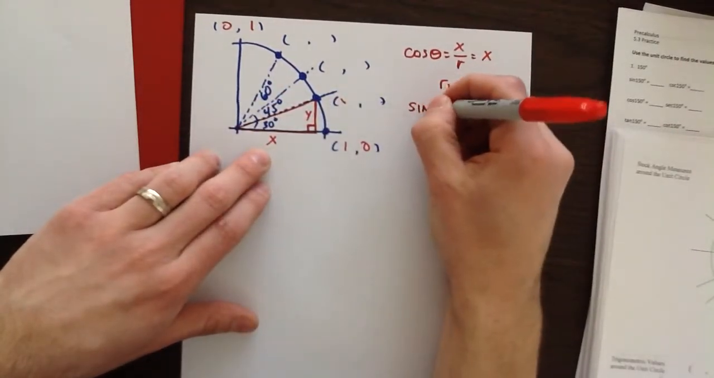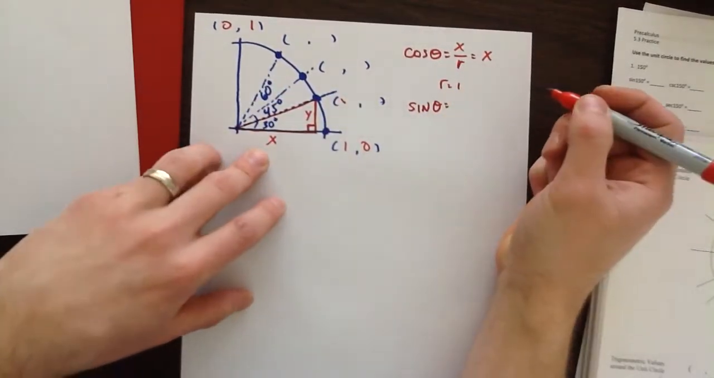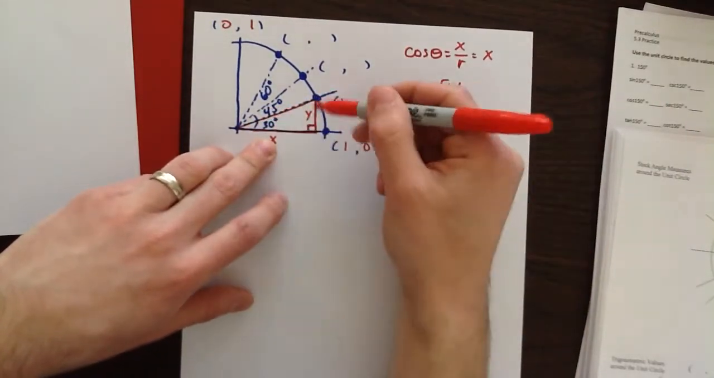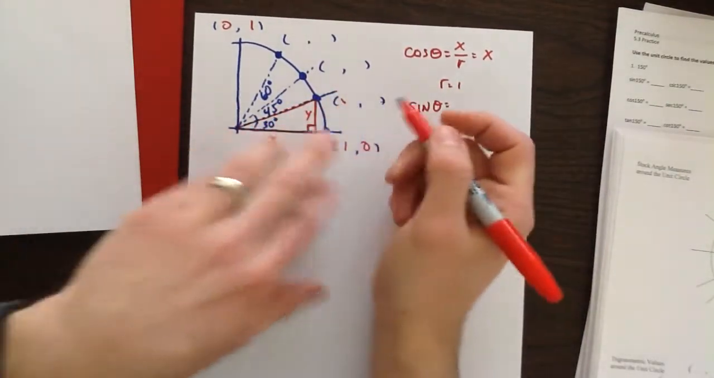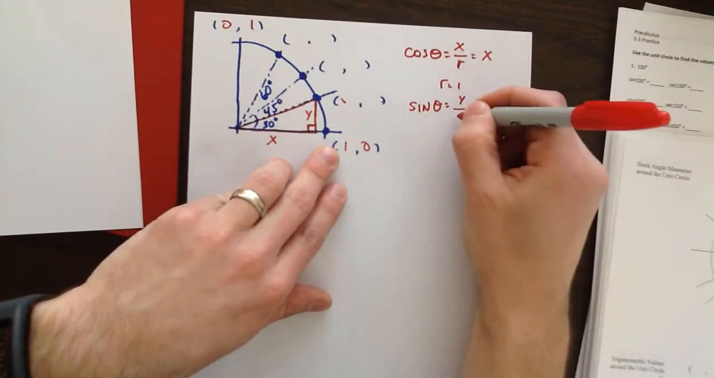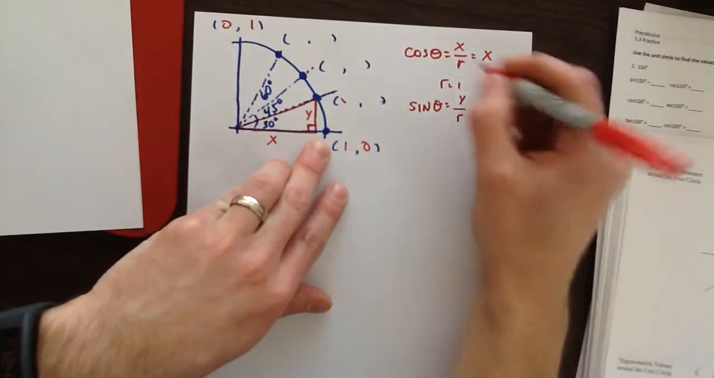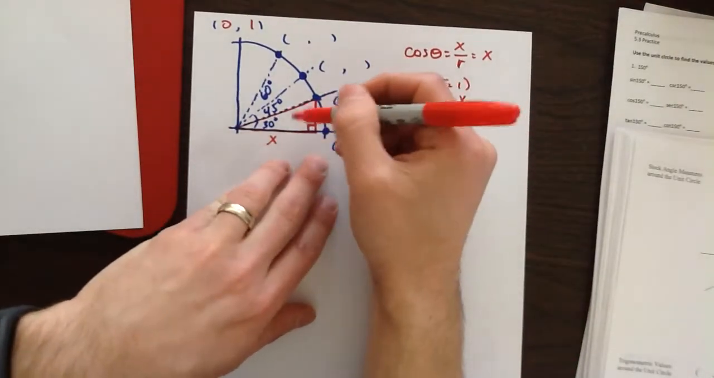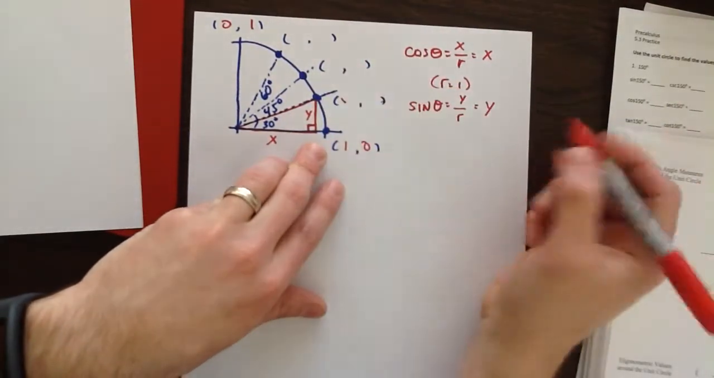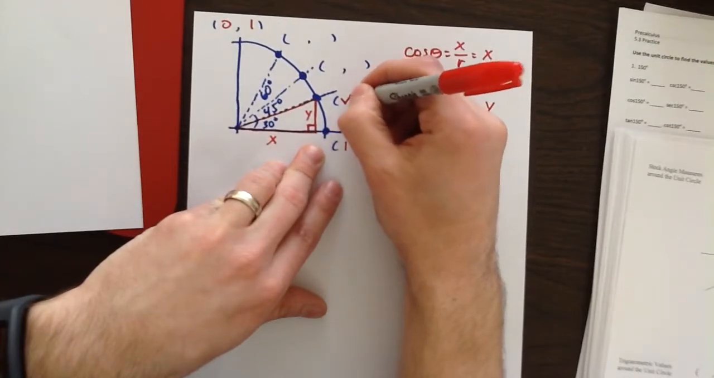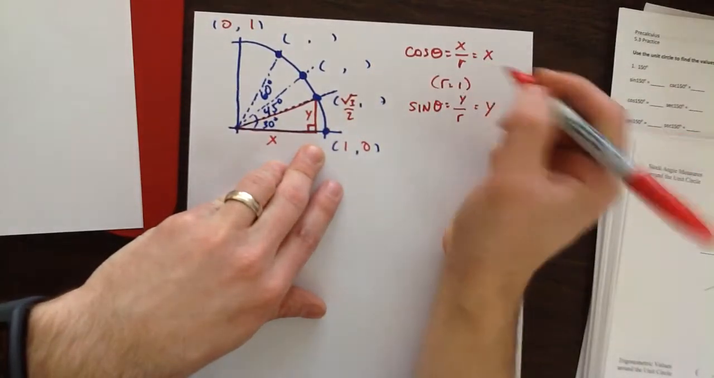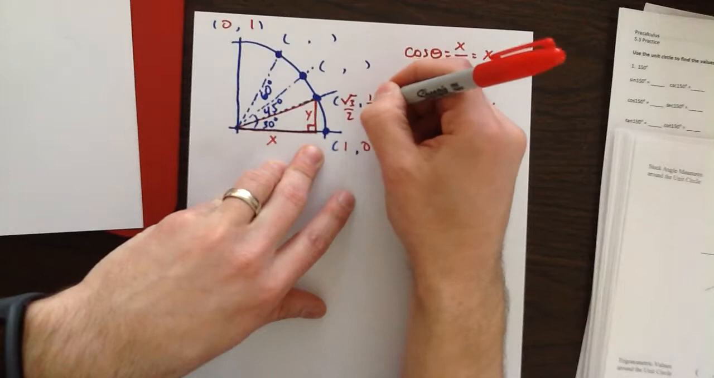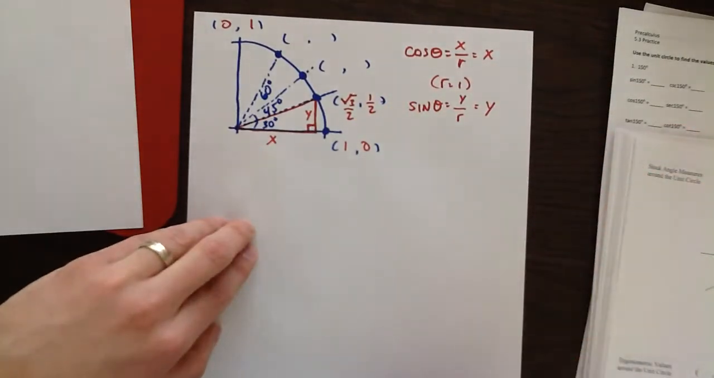Sine of an angle, sine of 30 degrees, is opposite over hypotenuse. Well, that's going to be the y value over the radius. The radius is 1, so it's just the y. And so we saw yesterday, we worked through the 45 and 60, but we can do the same thing. We've got root 3 over 2 is going to be the x, and 1/2 is going to be the y.